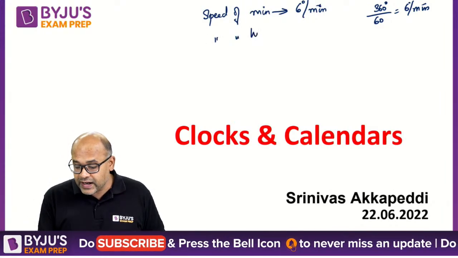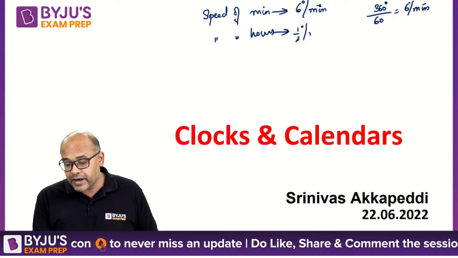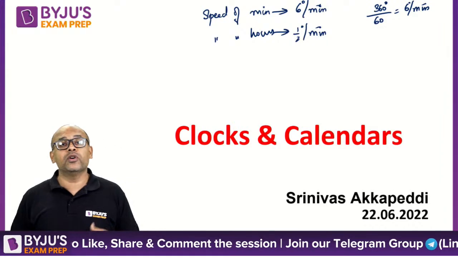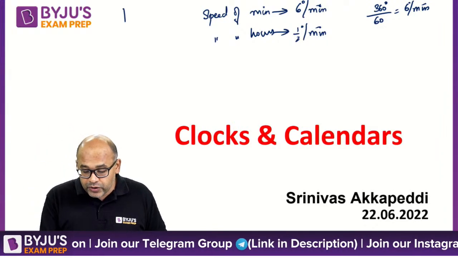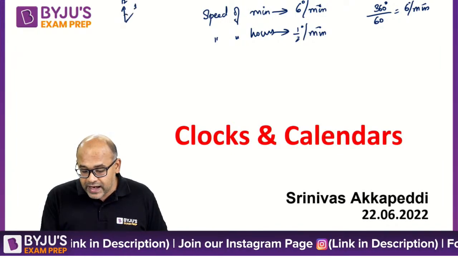Speed of the hour's hand. This is half a degree per minute. These are standard values you should remember. The hour's hand goes only 30 degrees in 1 hour. Remember, it goes from 12 o'clock to 1 o'clock. So this is 12 and this is 1. So this angle is 30 degrees.